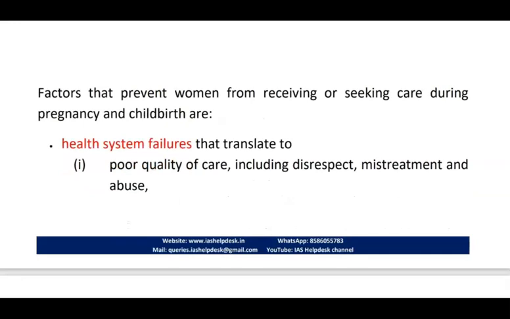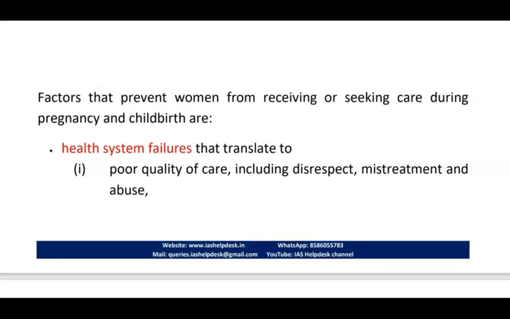Also, studies have shown that most deaths can be controlled and are curable if proper treatment is provided on time, which is possible by institutionalized delivery. So, what are the factors that prevent women from receiving or seeking care during pregnancy and childbirth?